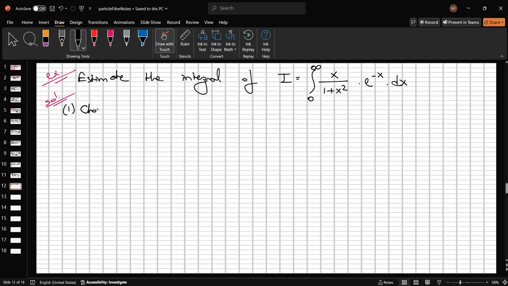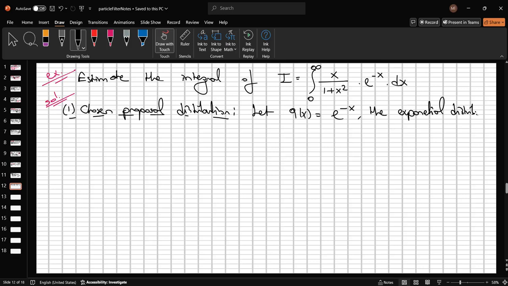The chosen proposal distribution. So let q(x) equal e to the minus x, the exponential distribution, which is coming from the integral. We can take it to equal 1 or something like that, and so lambda is 1 because we have the minus 1 in here.